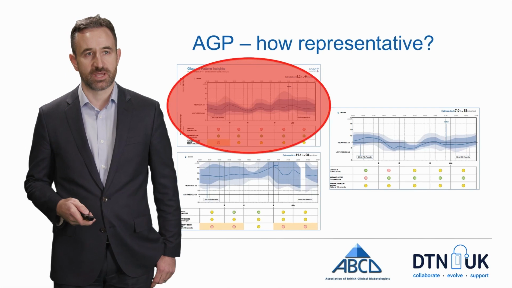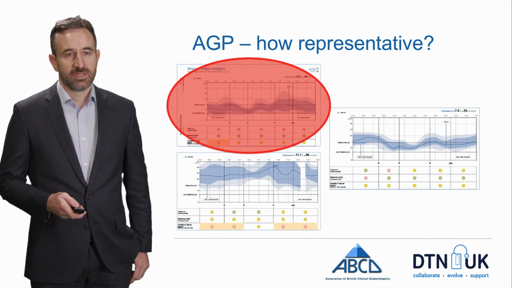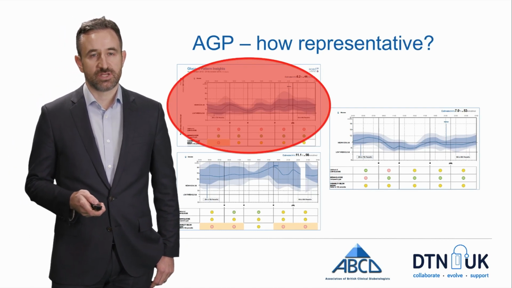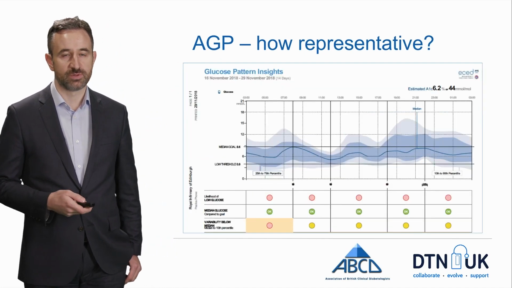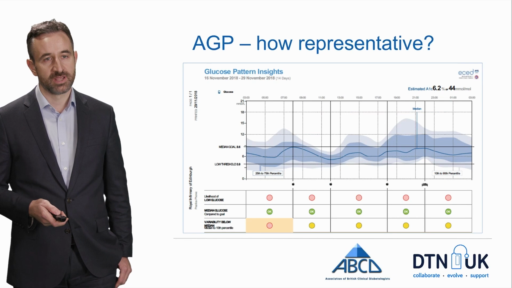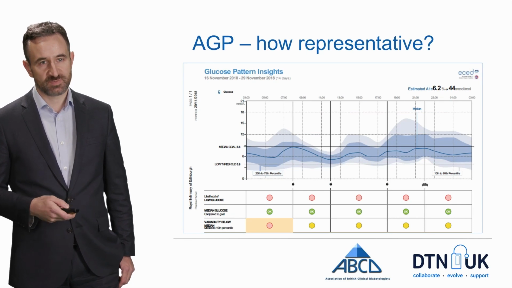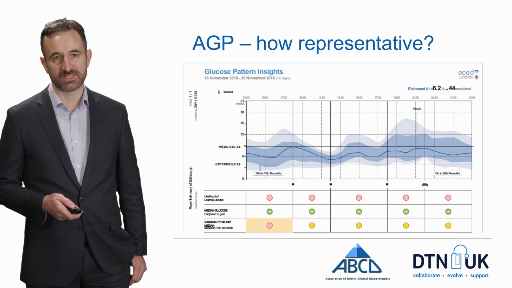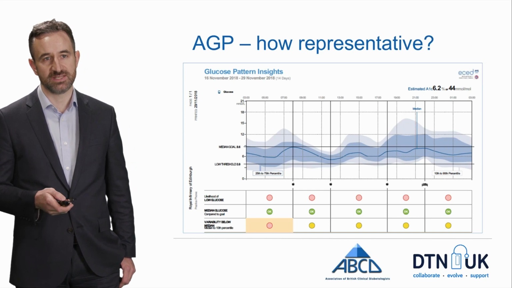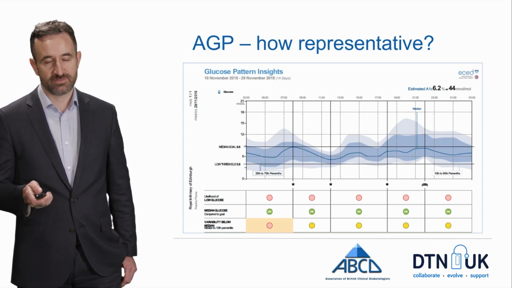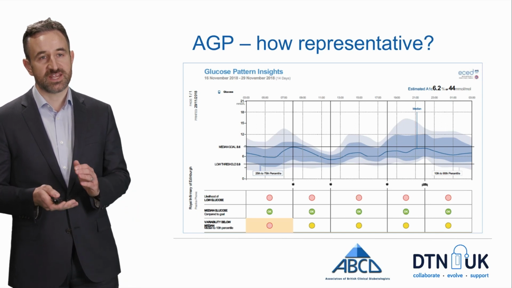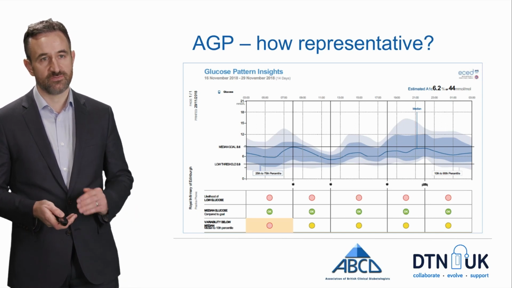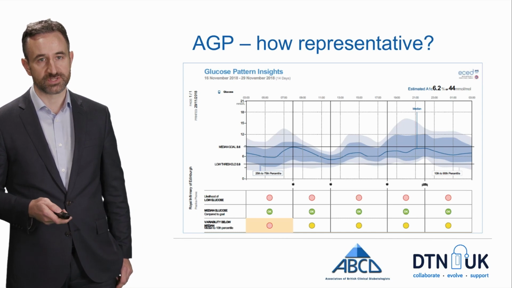So we'll start with example A. You can see here that this is somebody who has a good estimated HbA1c of 44 millimoles per mole, so on target, but that does appear to be at the expense of a very high risk of hypoglycemia, and that's indicated by the red traffic lights across this graph, and also the fact that you can see the centile lines cross quite comfortably down to the low glucose threshold.